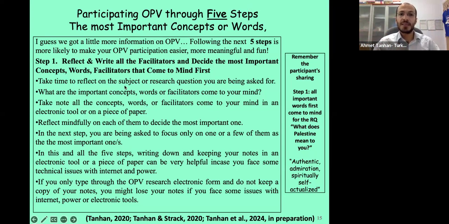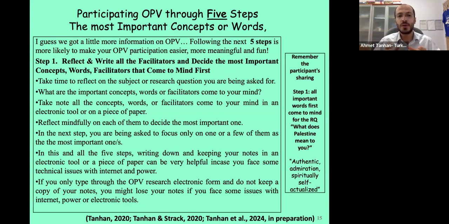So participation through OPV takes 5 steps. Step 1 is, I'm going to share this presentation with you so you can read all of them. And we also have a very detailed presentation on online photovoice if you want to go and read that as well. So in step 1, we are asking people to reflect and write all the facilitators and decide the most important concepts towards facilitators that come to your mind about that phenomenon.